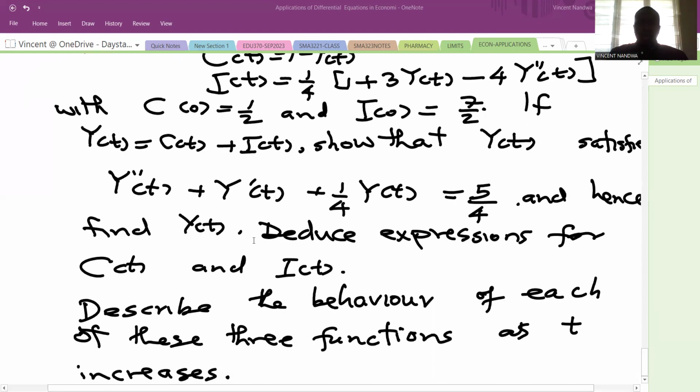After getting the solution for Y, we need to deduce the expression for C and I, then describe the behavior of these solutions as t increases. So we'll solve this problem.